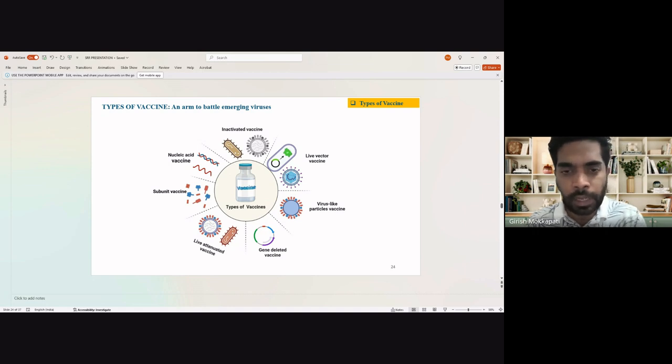The inactivated vaccine could be the polio vaccine, which is inactivated by heat or formalin. There is the live vector vaccine using adenoviruses. And there are virus-like particle vaccines, which are very new. We are still understanding them. And there is the gene-deleted vaccine. If you remember, I talked about dengue. So the current dengue vaccines, which most countries are making, use a deletion of one of its surface proteins, which makes it weakened. And this deletion is used to grow the virus and then prepare the vaccine.